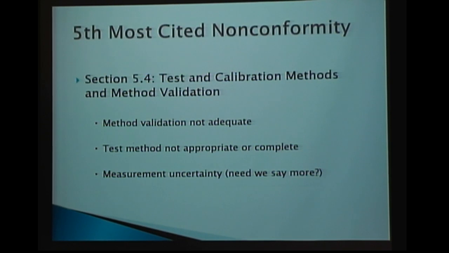Number 5, test and calibration methods and test method validation is not adequate. So an in-house laboratory does their own development of a test. They haven't adequately validated it. Or the test method is not appropriate or complete. And of course, measurement uncertainty associated with your testing. That, of course, is even stronger in the new standard.